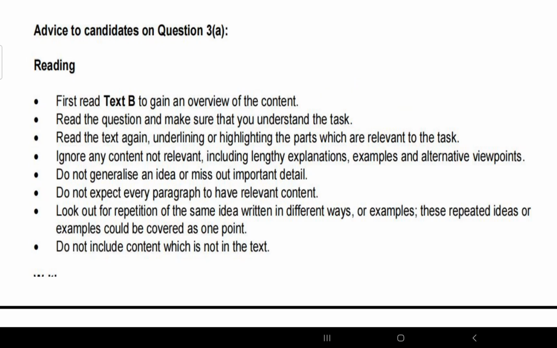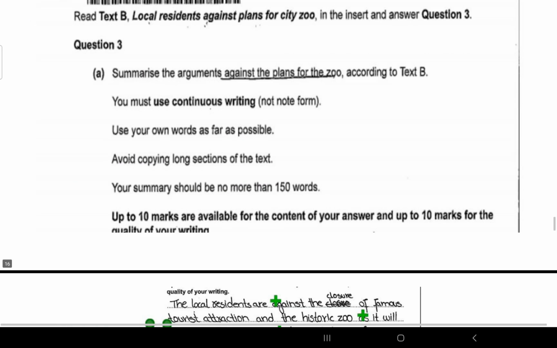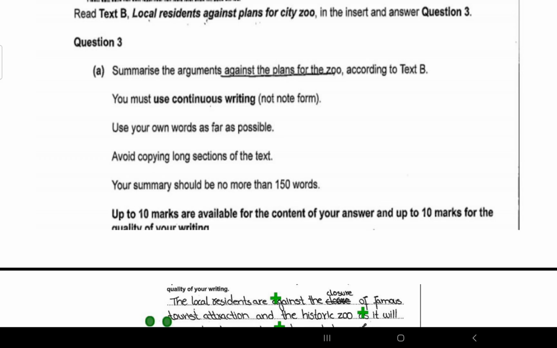Now I would like to take you towards the question, then I'll read that again. Now look at this question. Text B, you have done this in your mids or in your send-ups, I guess. Yes, you have done this in your send-ups. So I think you are familiar with the text. You know what kind of text this is. So I think it is easier for you to understand it. So text B, local residents against plans for the city zoo. In the text, question number 1, question 3.